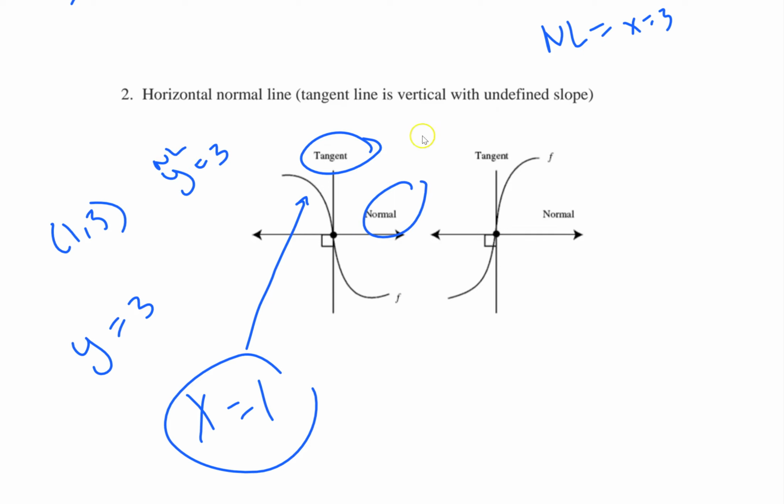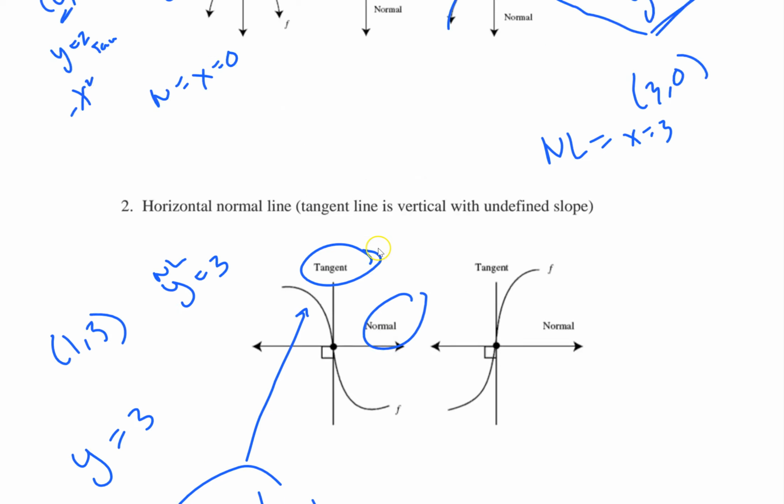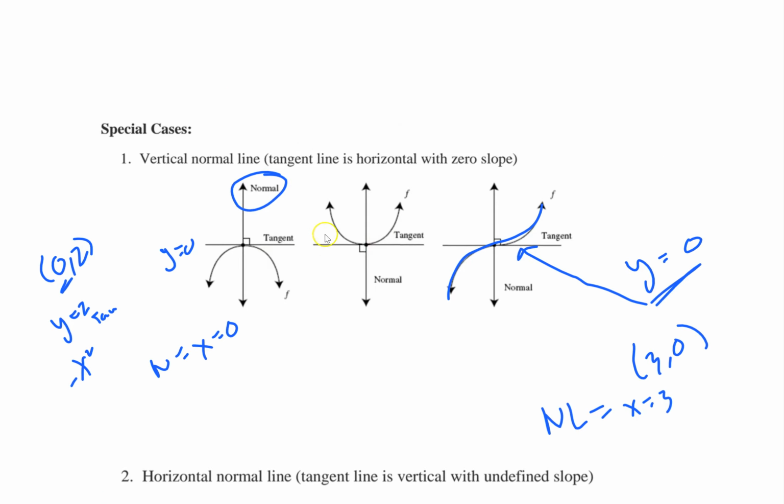That's the idea. So these are special cases. When your tangent line only has one variable, that means your normal line is also going to have one variable. It's just the other variable. So if your tangent line is x equals 1, your normal line is going to be y equals something. If your tangent line is y equals something, your normal line is going to be x equals something. And that's it.